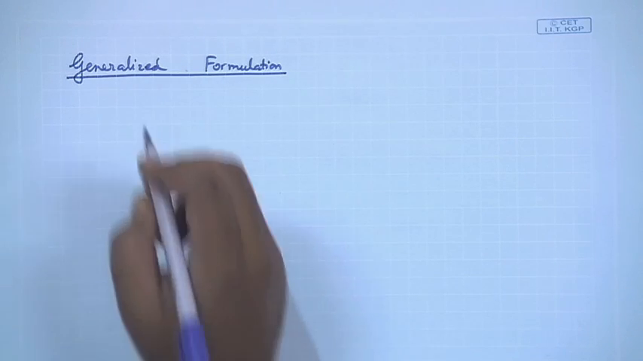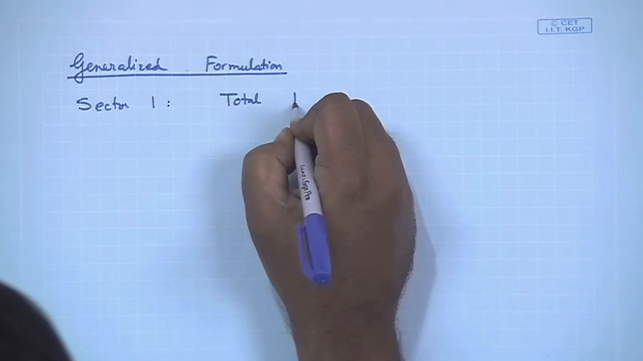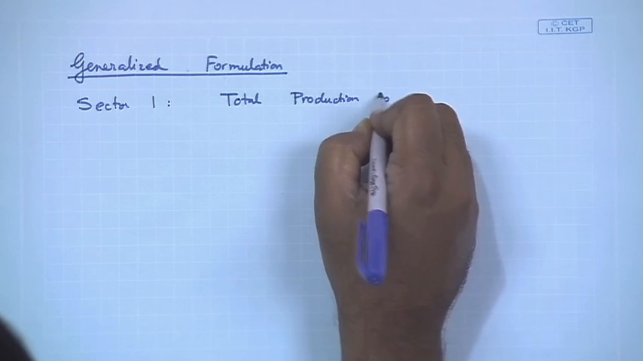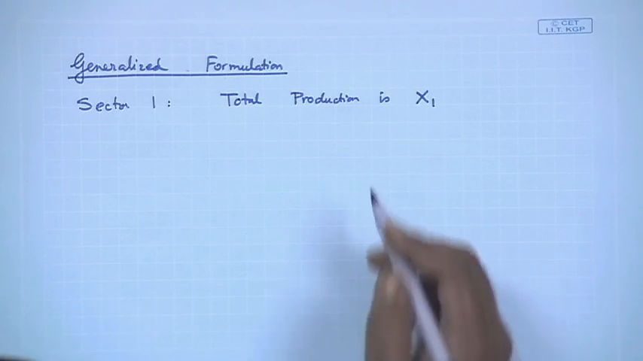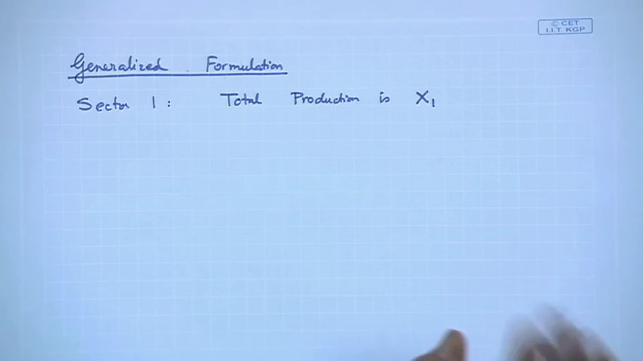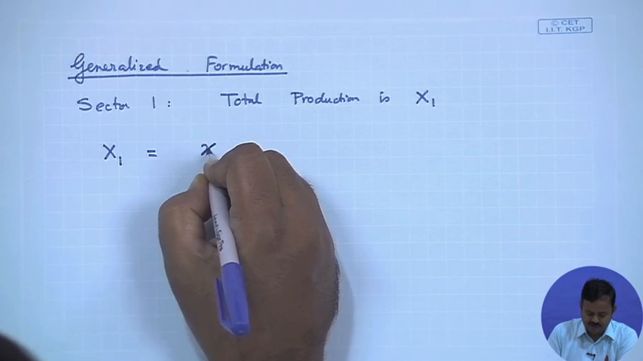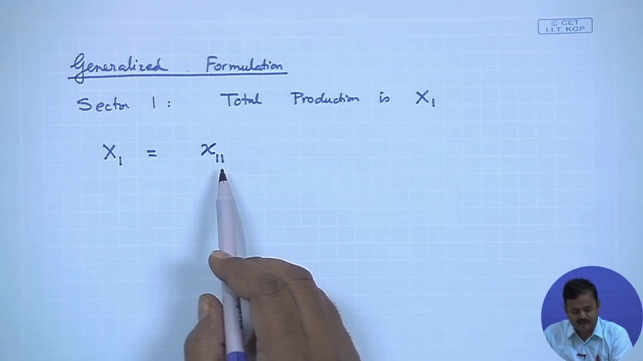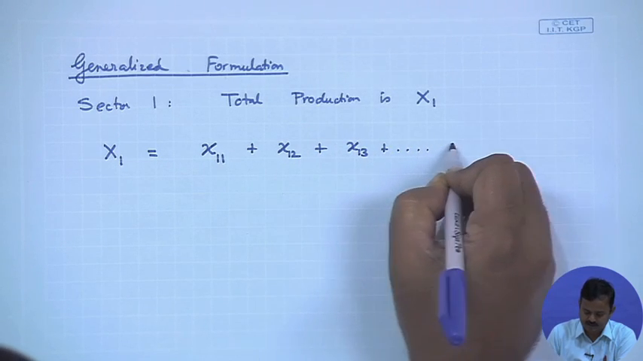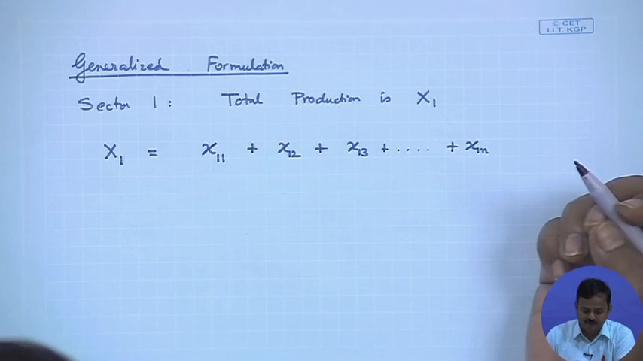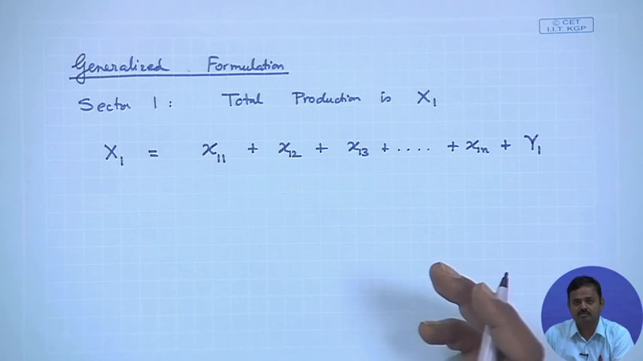All right. So, let us say sector 1, we will consider the total production is X1. Now, there are several sectors like this, X2, X3, X4, X5, all that: sector 1, sector 2, sector 3, sector 4, like that. So, I can write that out of this total production of X1, part of it is consumed by sector 1 itself. Then part of it is consumed by sector 2, sector 3, and finally sector n. And then whatever is left is going to fulfill the demand of the economy or of the nation.